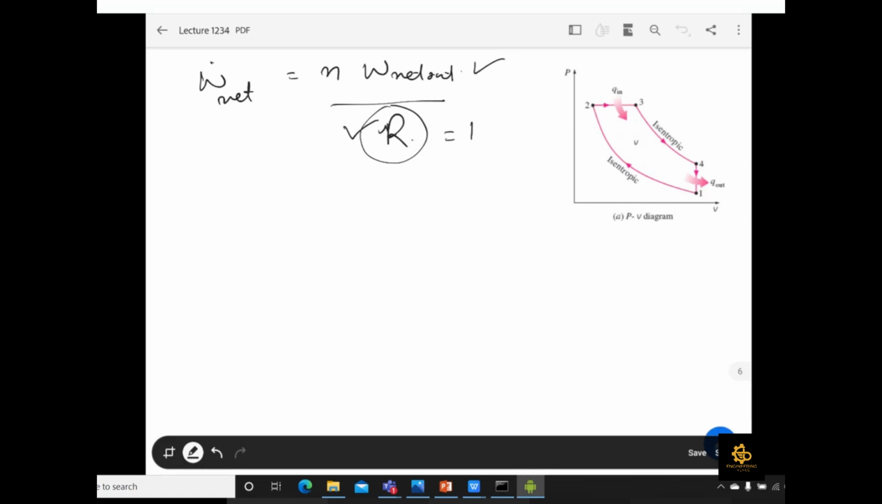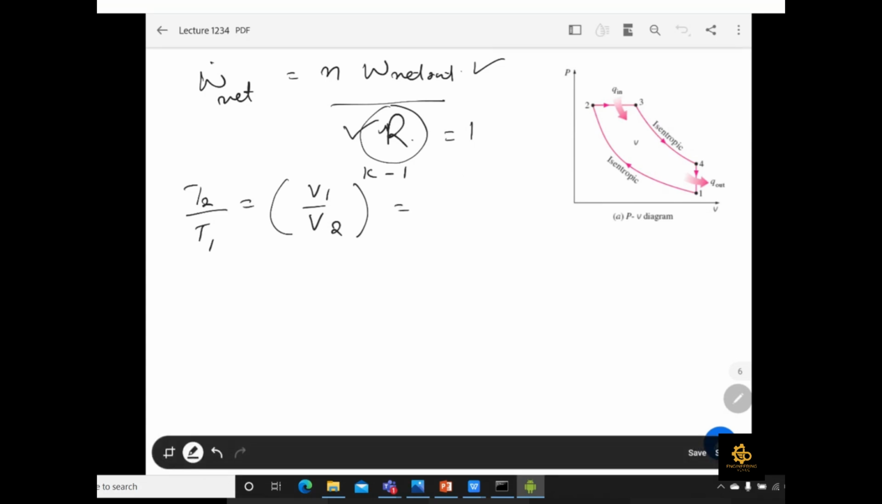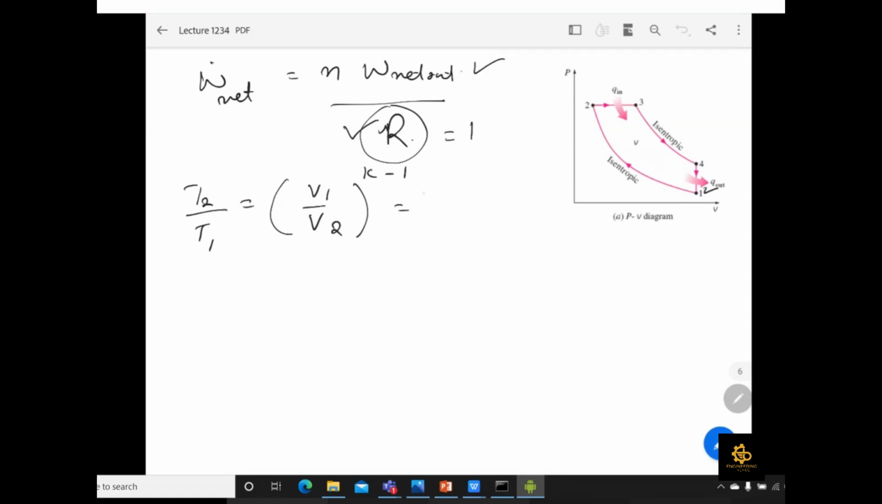Starting from the solution, in order to find the Q in and Q out, we have to find the temperatures at all the points. Again, we can apply for the isentropic process T2 over T1 equals V1 over V2 to the power of specific heat ratio minus 1. From the question, you already know the temperature at the start of compression, which is T1, mentioned as 328 Kelvin, and the compression ratio is given as 17, to the power 0.4. You can just solve it and you will get the value of T2 as 1019 Kelvin.